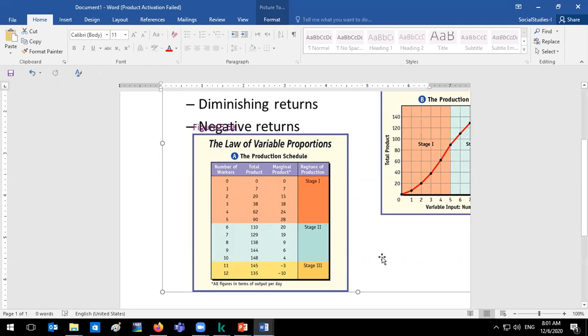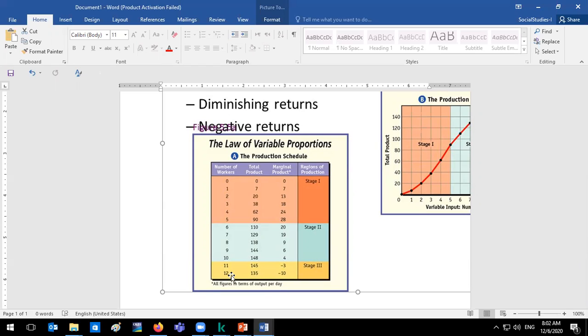Okay, so once you hire one employee, how many units of goods does this employee produce? 7. All right. When you hire two employees, working together, what is their total product? 20. 20, exactly. So here we're seeing what is happening to our total product? An increase, right? They're producing more.